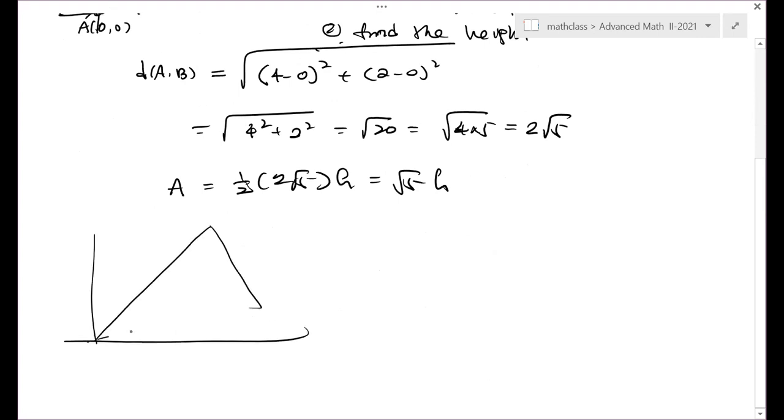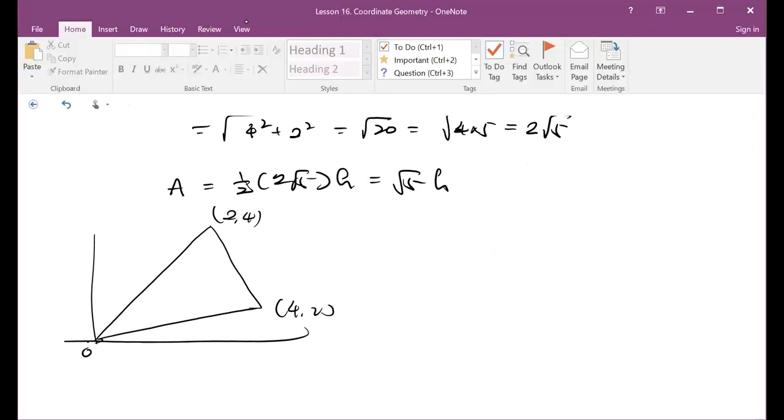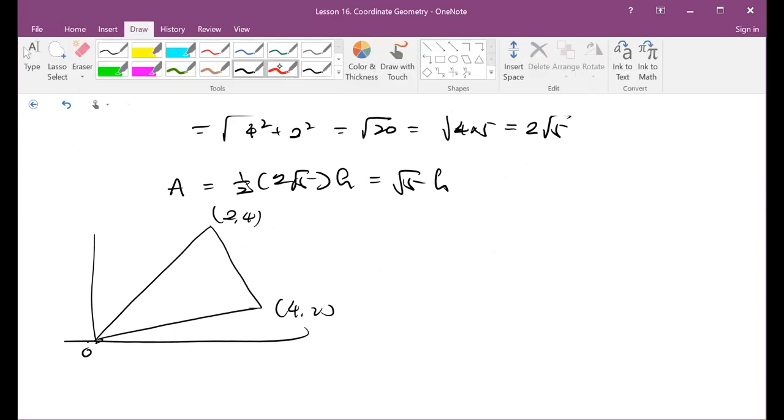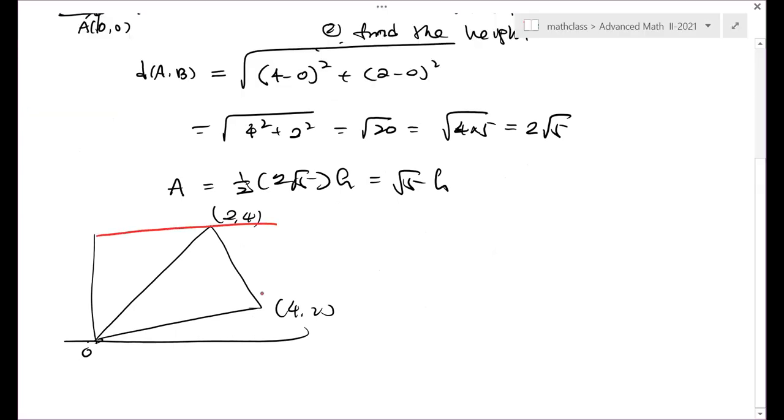So this is a triangle. Here's a 4 and a 2. That's a 2 and a 4. We use the so-called subtraction method. What I'm going to do is draw a rectangle passing through those two points, so I can easily find the area of this triangle.